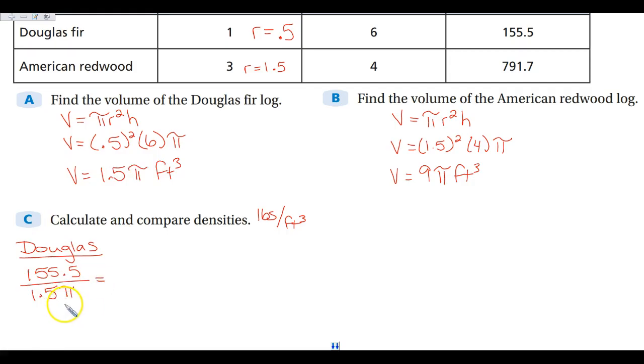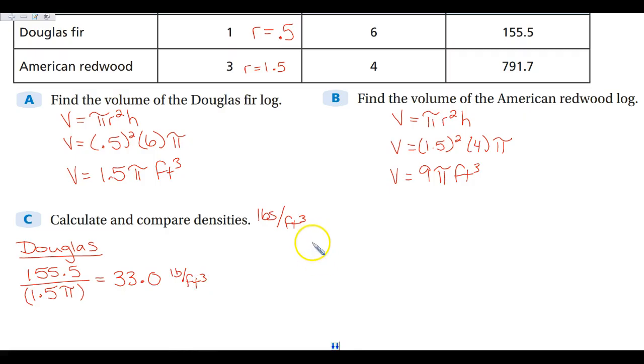So I'm going to put that in my calculator. One thing that's important when you're putting this in your calculator is that you put parentheses around this 1.5 pi, because if you don't, you're going to do 155.5 divided by 1.5, and then that will be multiplied by pi instead of divided by pi. So make sure you put this whole piece in parentheses in your calculator. And you should get, to the nearest tenth, 33.0 pounds per cubic foot.